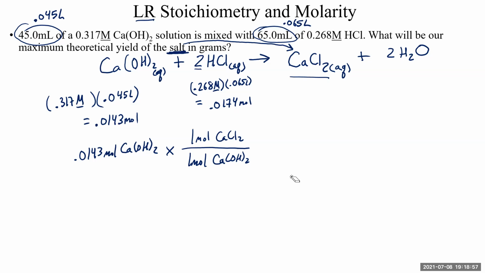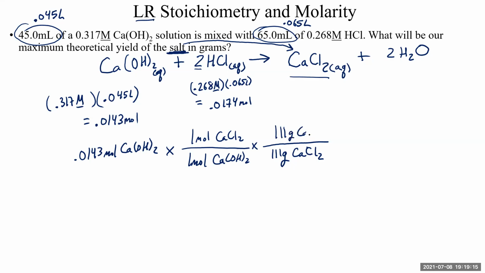Any ionic compound in chemistry can be called a salt as long as it's the result of a neutralization reaction. And then we have to calculate the molar mass. I'll let you do that. I have confidence in you now that you know how to do that. It's 111 grams of calcium chloride for every 1 mole.